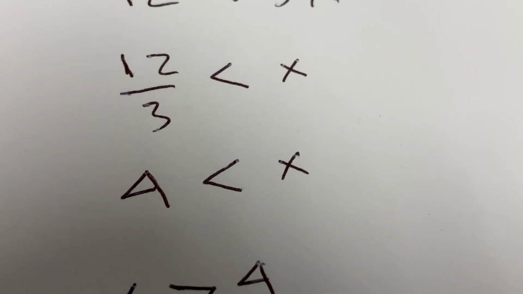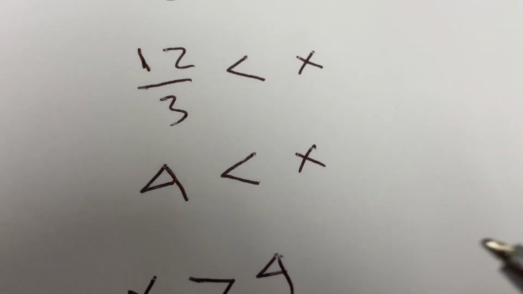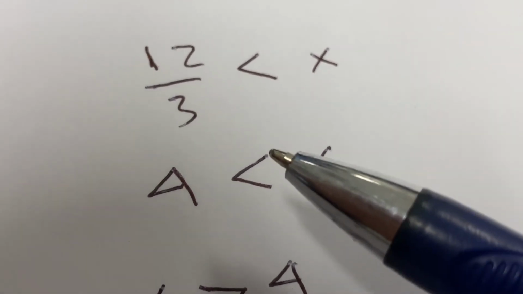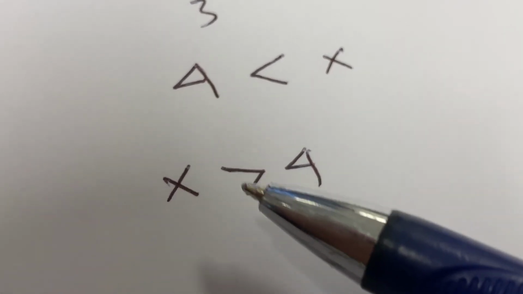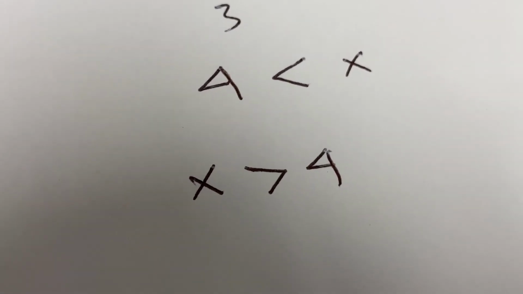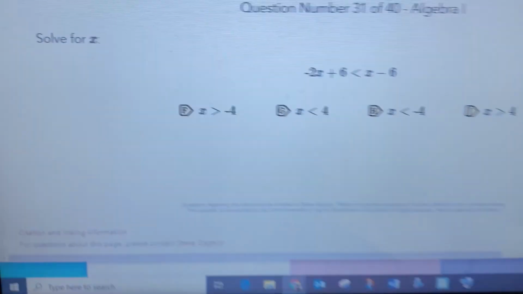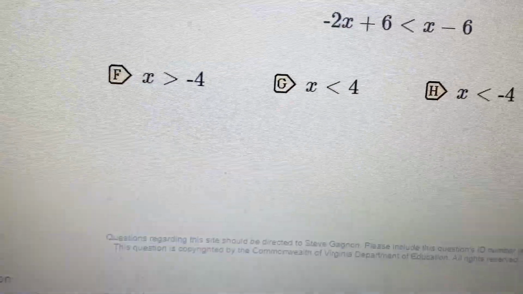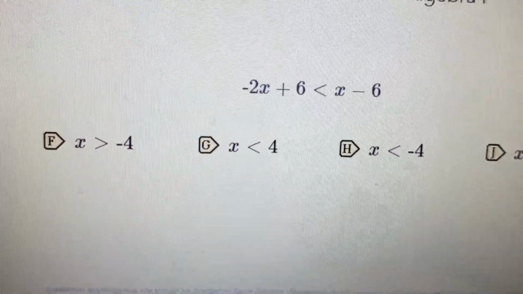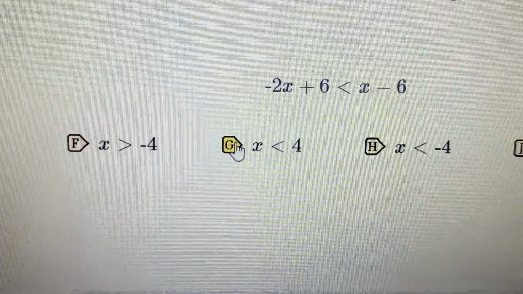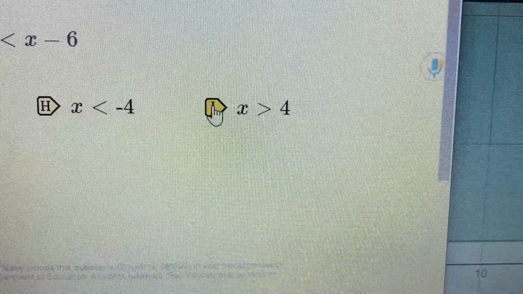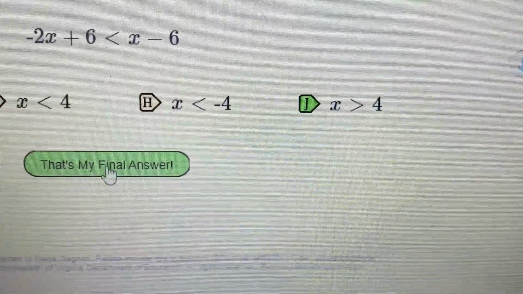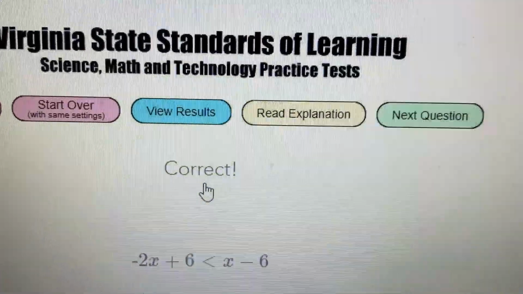Let me see, I try to figure it out. Oh, here it is. x has the 2 points of the symbol, so when I move x to the left side, I have to still have the 2 points of the symbol in order to be right. So x greater than 4. Do we have this one? x greater than 4 is gonna be this one. So let's go to it. No, x greater than 4 is gonna be this one. Yeah. My final answer, and it's correct.